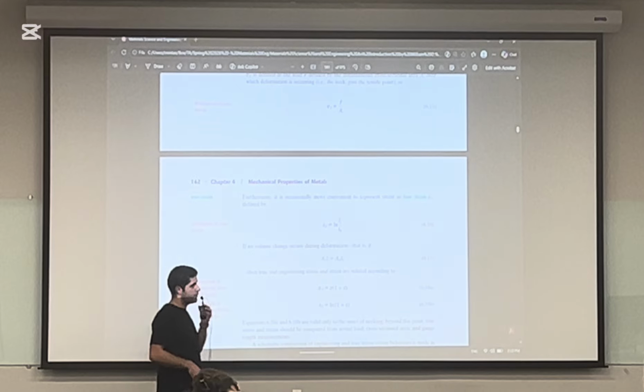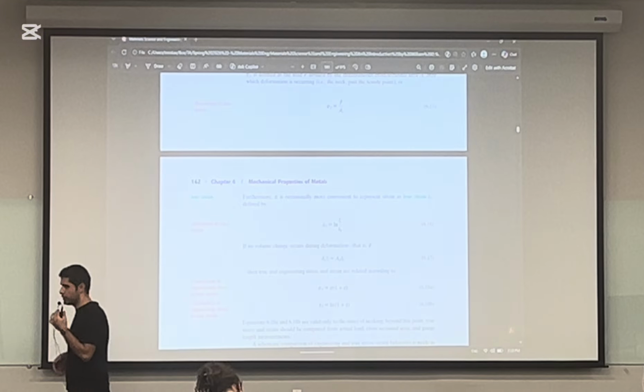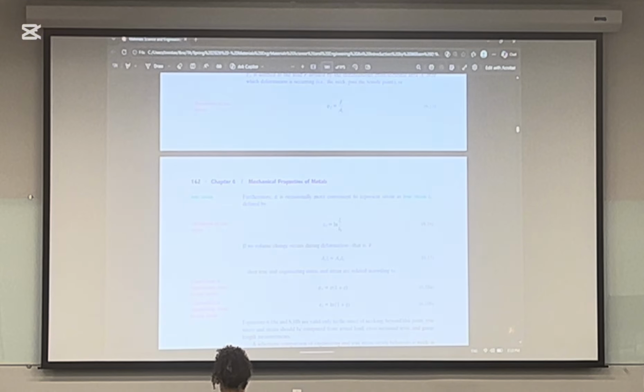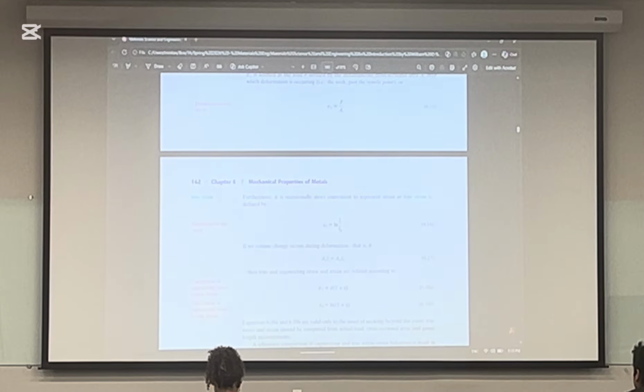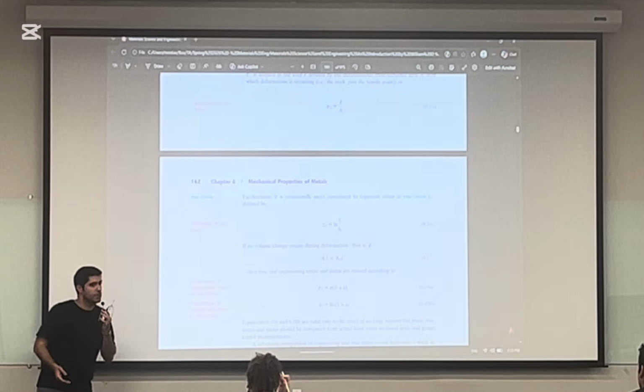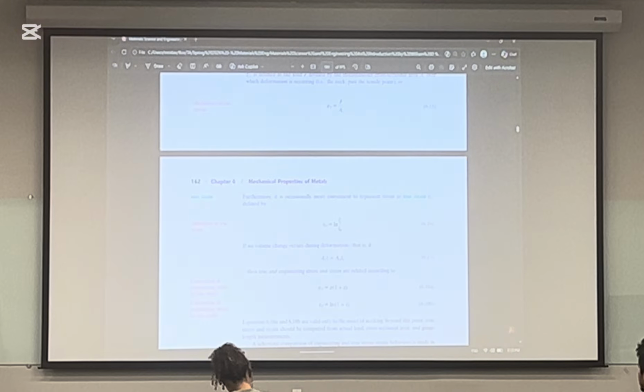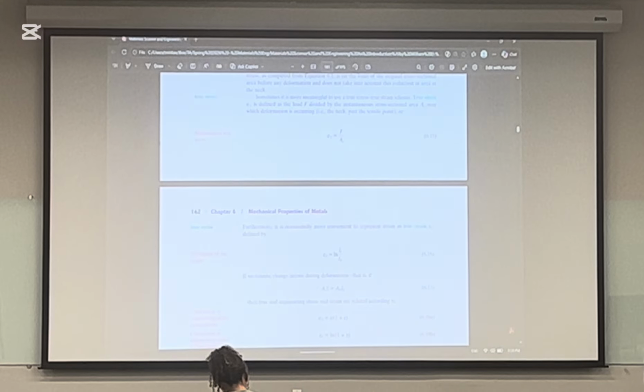Why do we use engineering stress and strain? Because it's just easier to work with, right? We cannot measure the cross-section and the lengths in real time, in real applications. That's why we use engineering stress. But in some applications, we also need to work with the true stress. And this is how the formulas are.